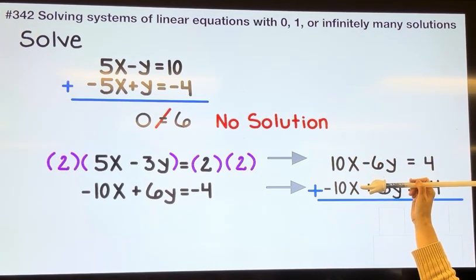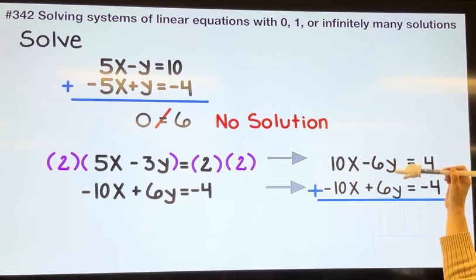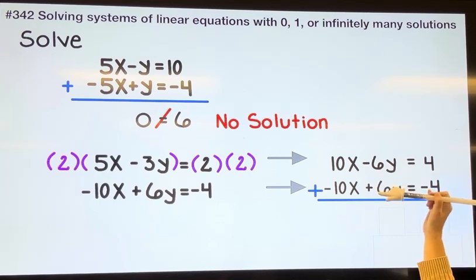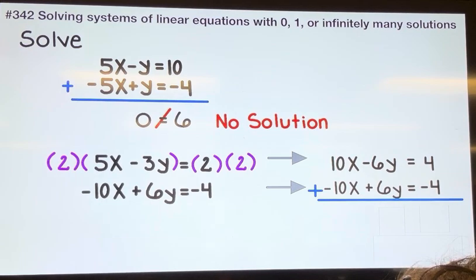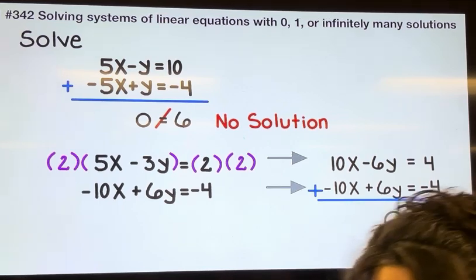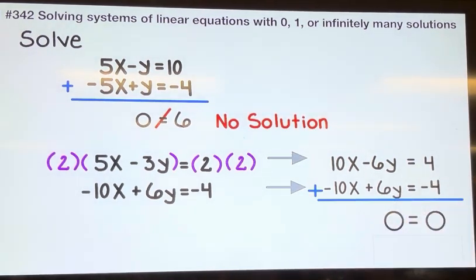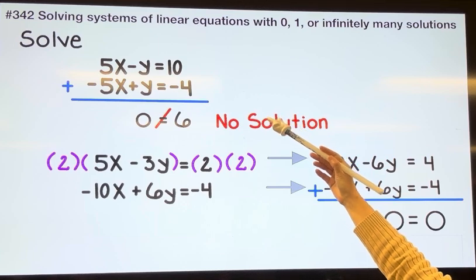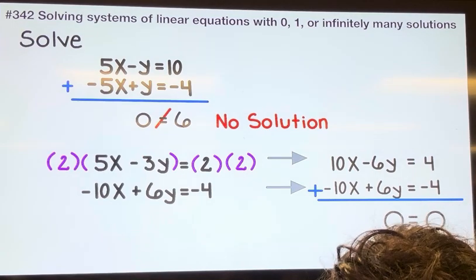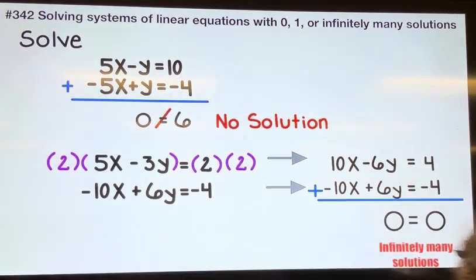10x minus 10x, the x's are gone, which is what we were trying to accomplish. But negative 6y and 6y, the y's also are eliminated, both. So I have 0. I'm going to bring down my equals. Yep, and 4 minus 4 is 0. Now how is this slightly different than this one? Well, because the statement is true. Yes, good job. I couldn't have said that better. The statement is true. So since the statement is true, this one is infinitely many solutions.